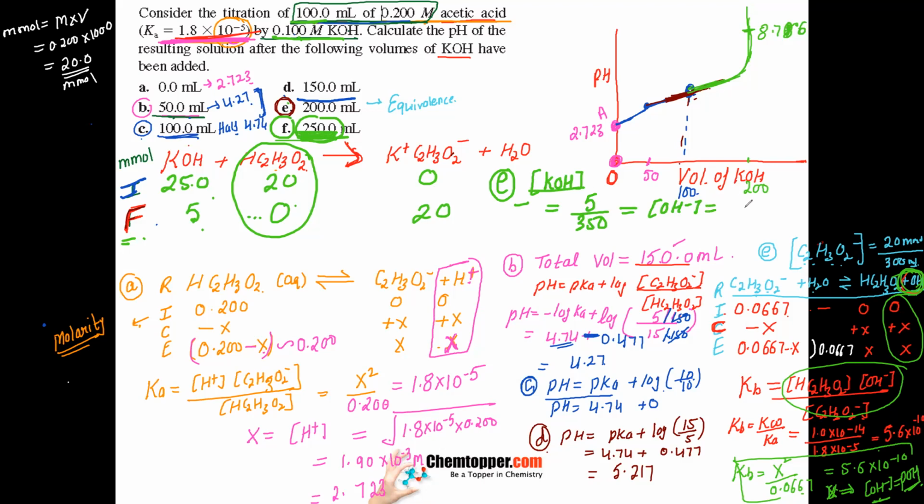So the concentration is 0.0142. But this KOH will give you pOH. It's not going to give you pH. Take the negative log of this, get the pOH and then the pH. pOH I'm getting 1.848. So pH is 14 minus this.